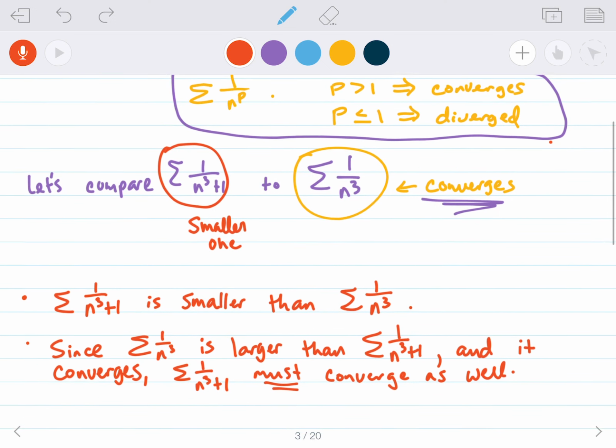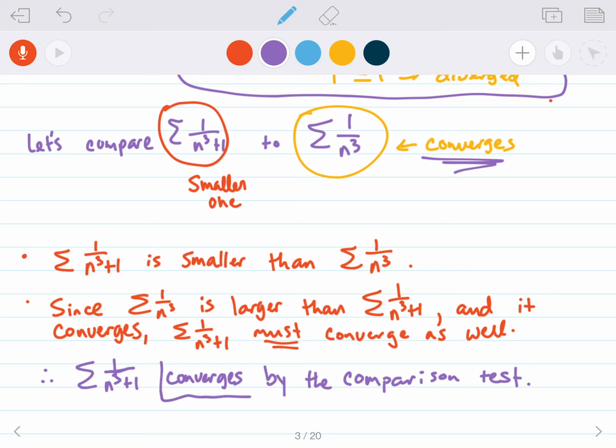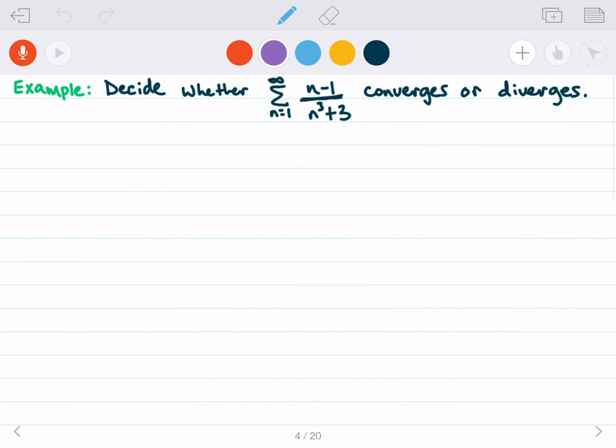So that's the idea. So thus, and we can do the little three dots for thus, thus the sum, and I'm being lazy without writing the bounds, but thus this guy converges by the comparison test. So that's what we were trying to figure out. And we compared the original series, 1 over n to the 3 plus 1, to the series that we know converges, 1 over n to the 3, the sum of that. So, okay, excellent. Let's do another example.